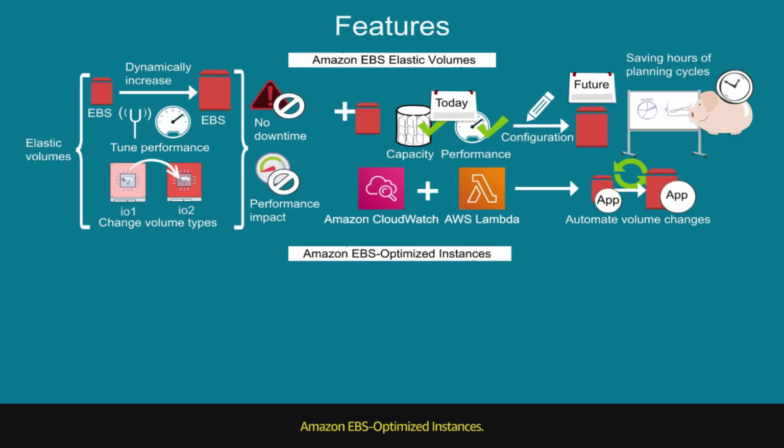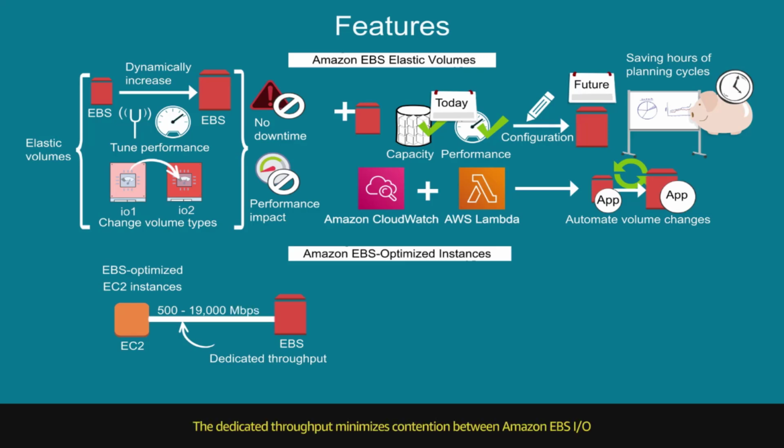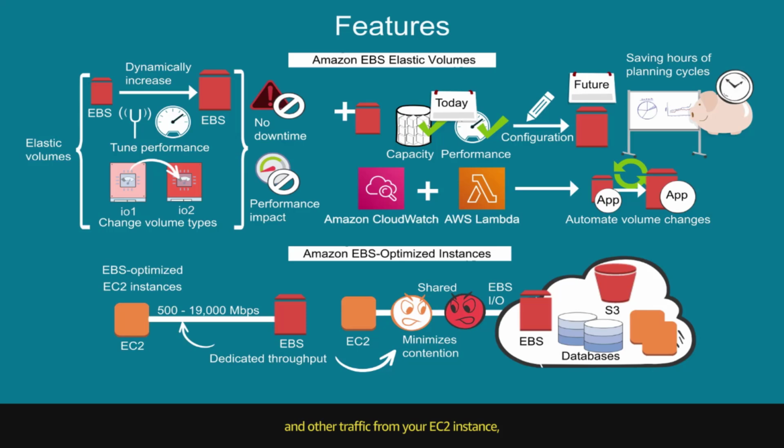Amazon EBS Optimized Instances. You can launch certain EC2 instance types as EBS optimized instances. EBS optimized instances deliver dedicated throughput between Amazon EC2 and Amazon EBS, with options between 500 and 19,000 megabits per second, depending on the instance type used. The dedicated throughput minimizes contention between Amazon EBS I/O and other traffic from your EC2 instance, providing the best performance for your EBS volumes.